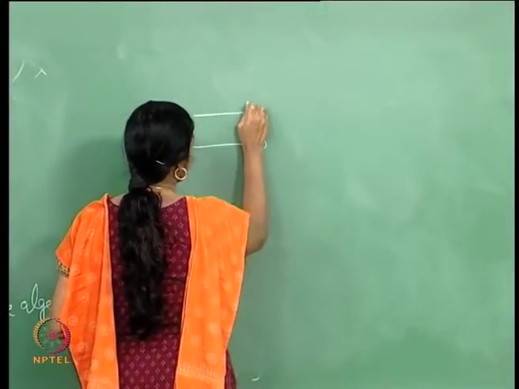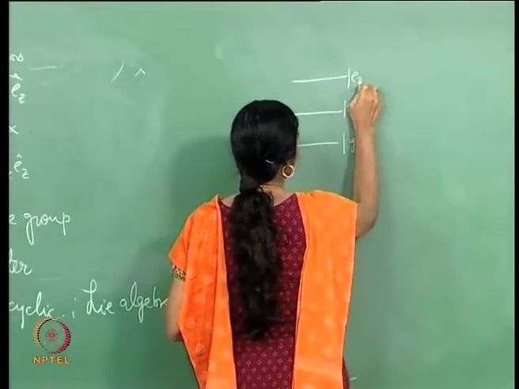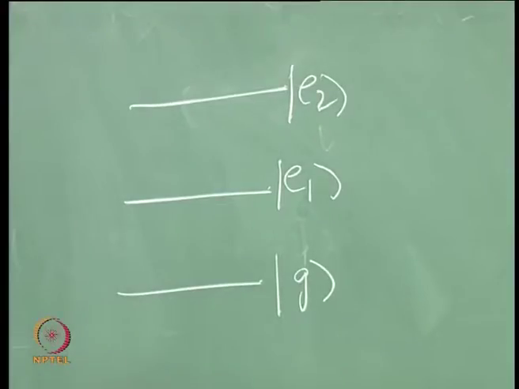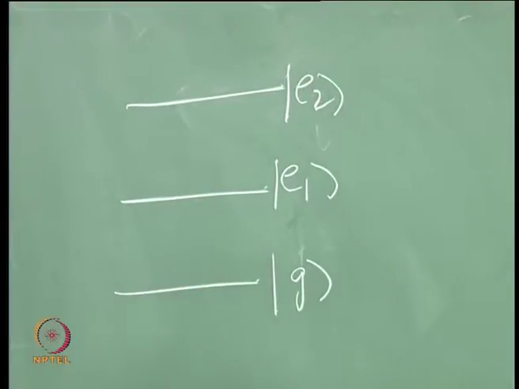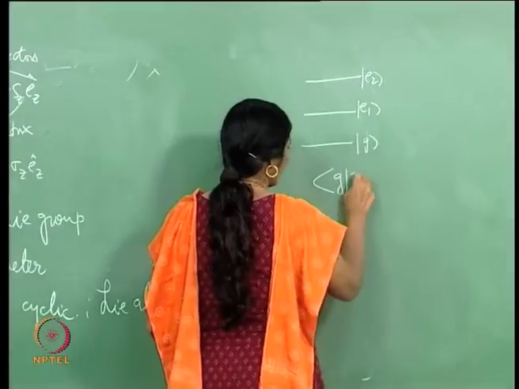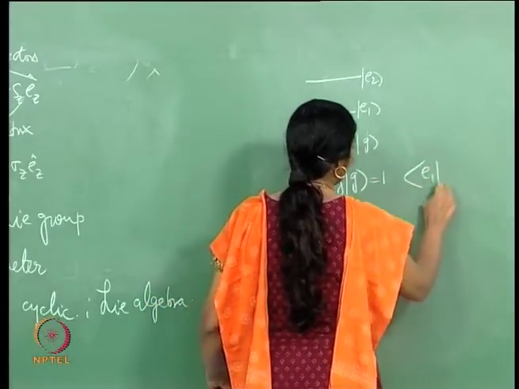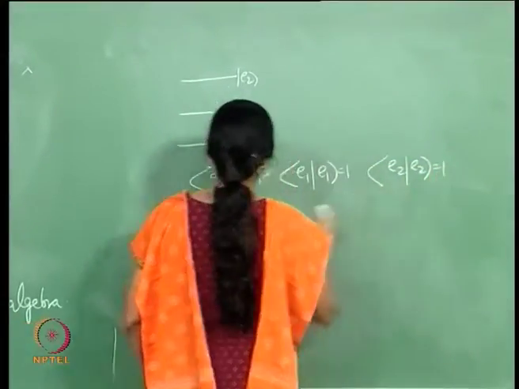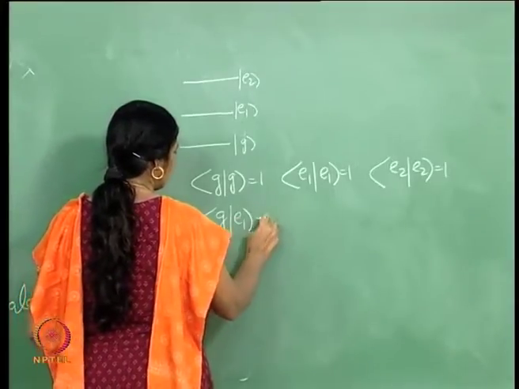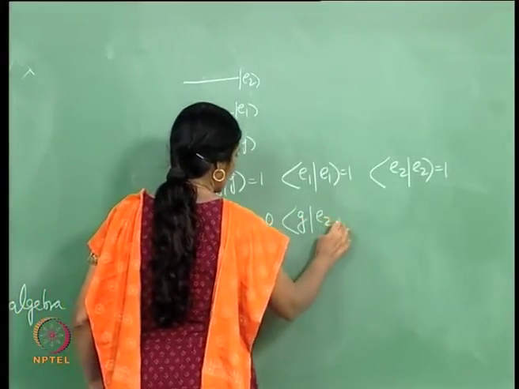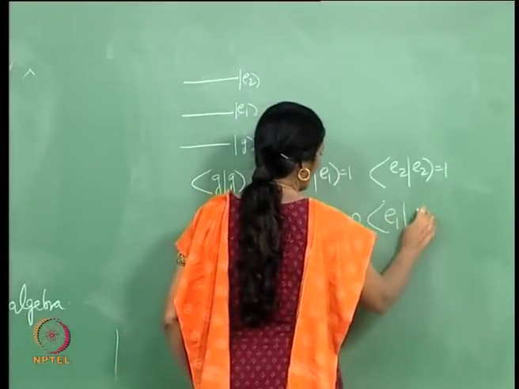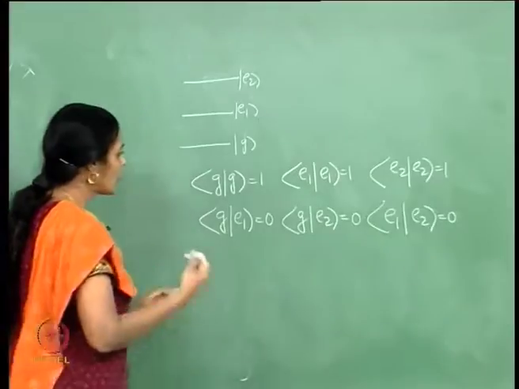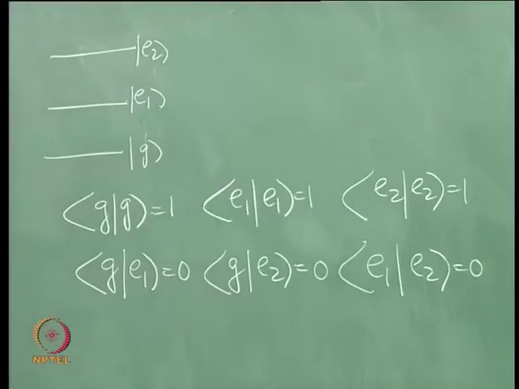So now I have 3 basis states: the ground state of the atom, the first excited state and the second excited state. Of course, they are normalized to 1, and they are orthogonal to each other. I use the Dirac notation wherever possible so that you may familiarize yourselves with this very comfortable, powerful and concise notation.